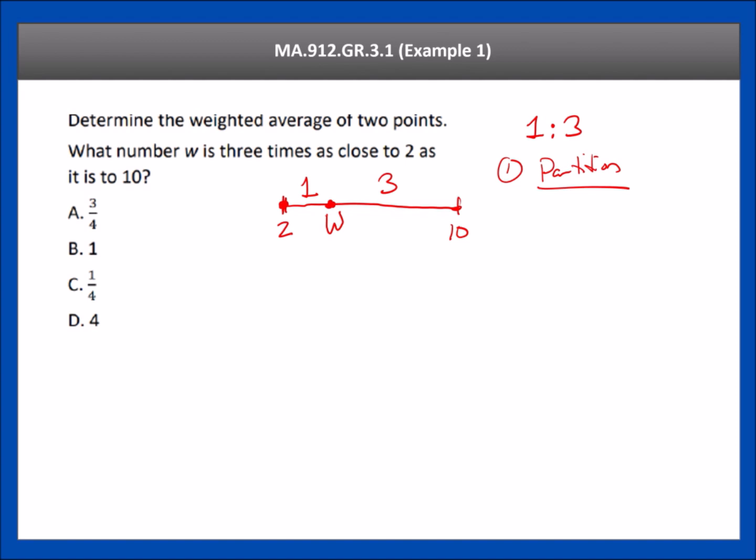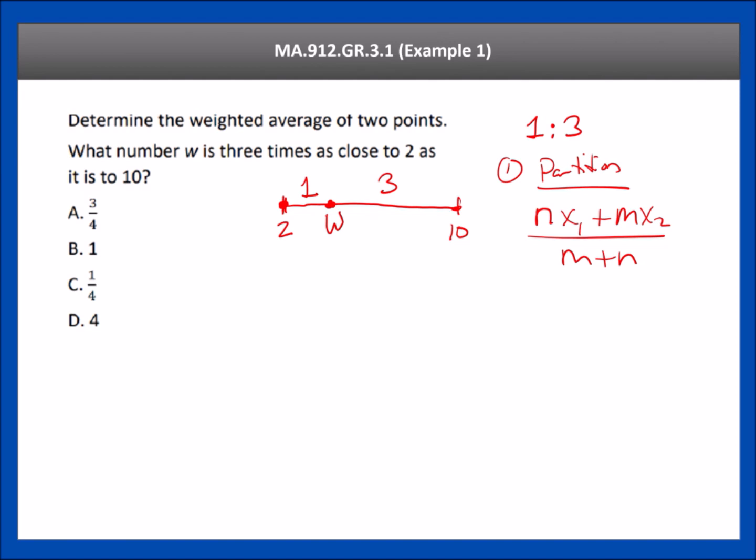We know that because this is 1 and this is 3, in total this is actually 4 parts. But anyways, let me just give you the formula for partition. So the formula is (n x1 + m x2) over (m + n). This is for partitioning a line segment. This is known as the section formula.